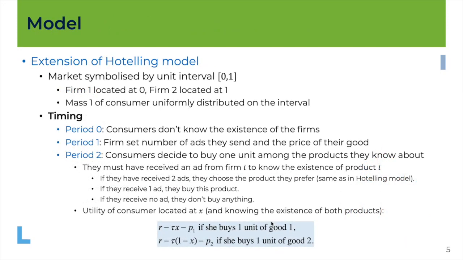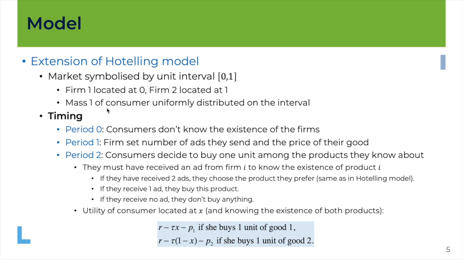Okay, so to do so, we will extend the Hotelling model. Remember, this is a model of product differentiation, and we use the metaphor of a unit street or unit line on which two firms are located and consumers are located around the line as well. Here we assume that the product differentiation is maximum in the sense that firm 1 is located at one extreme, which is 0, while firm 2 is located at the other extreme, which is 1.